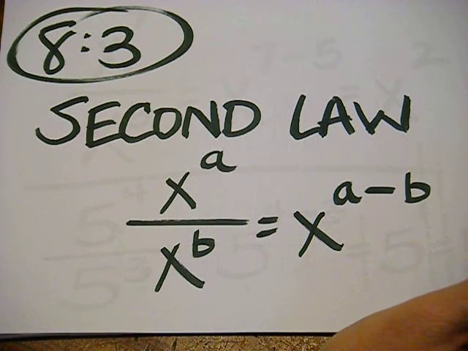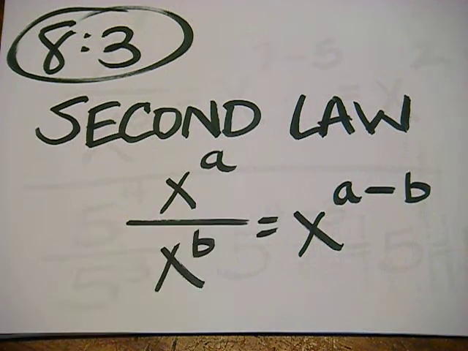In Chapter 8.3, you're going to learn two more laws of exponents. The first one that you're learning is called the second law of exponents, a very creative name for it. And that is that if a and b and a minus b are equal to positive integers and x is any number other than 0, then this rule applies: x to the a divided by x to the b equals x to the a minus b. In words, this is simply that to divide powers of the same base, we subtract the exponents.